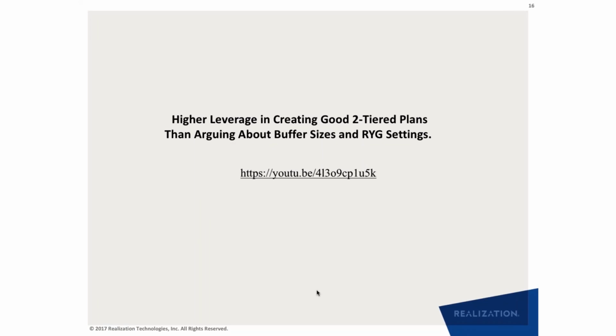To close out the webinar, the point I would mention again is that there is much more leverage in creating good project plans, two-tiered plans, than arguing about buffer sizes and the settings for the colors.